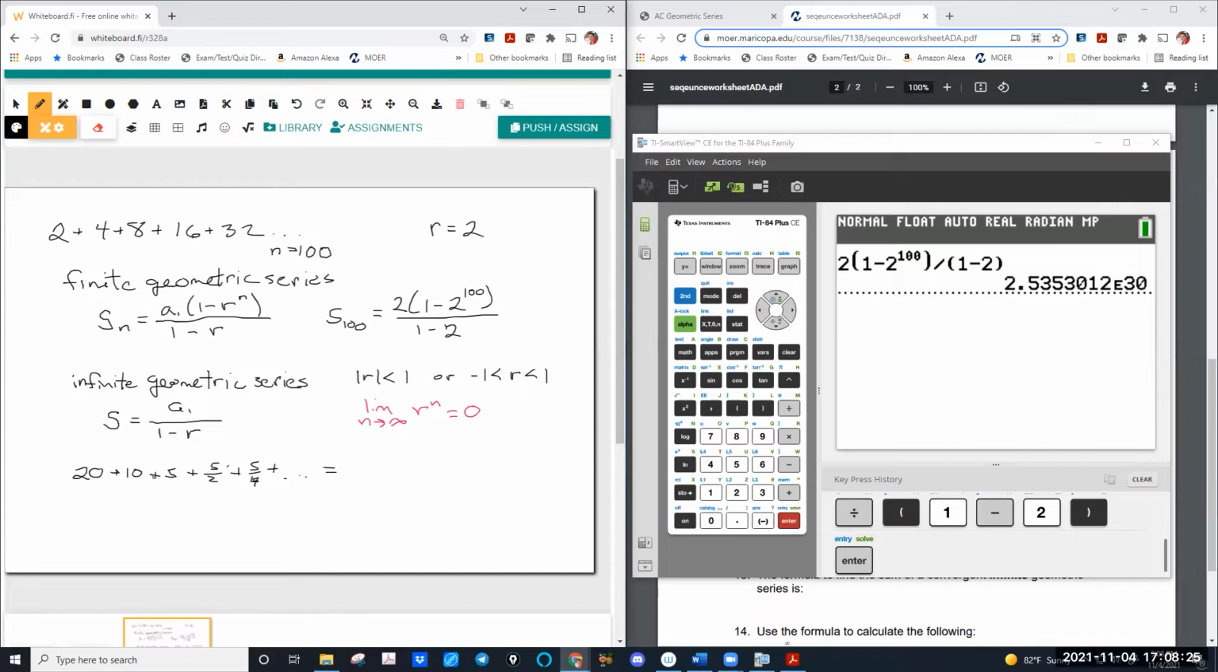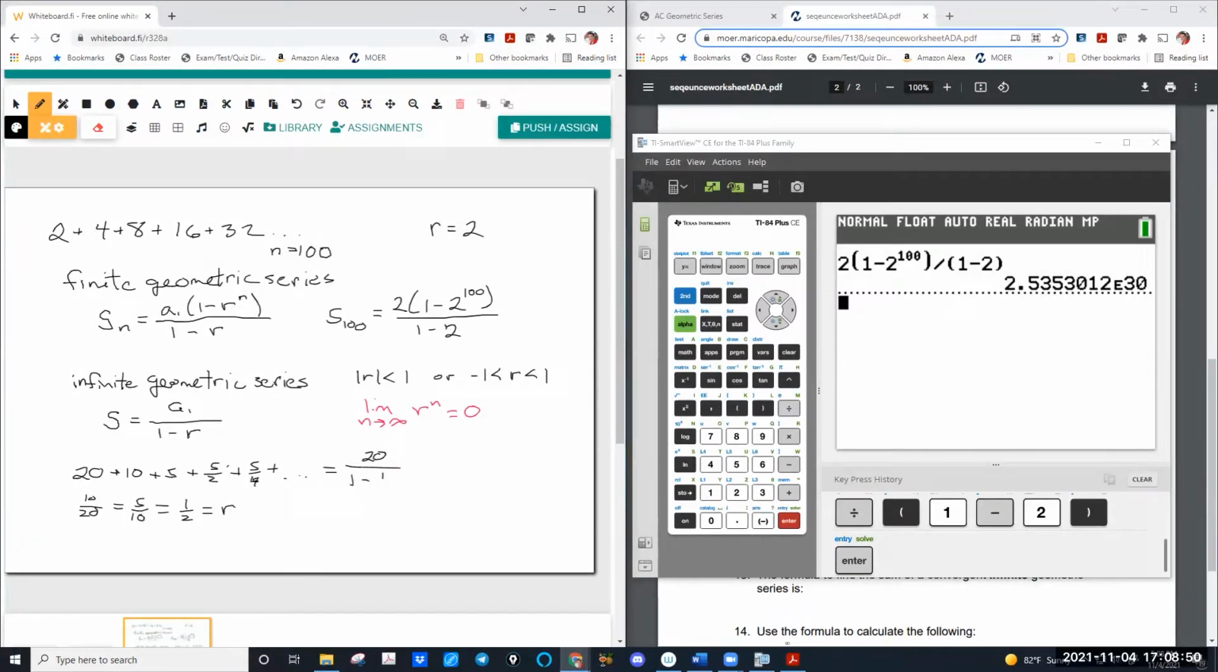Well, to do the sum, we need the first term, which is 20. And we need the common ratio. And it has to be in between -1 and 1, which, if we divide any successive terms here, right, 10 over 20, well, that's the same as 5 over 10. We can do this with any of these. They all come out to be 1/2. So that is our common ratio.